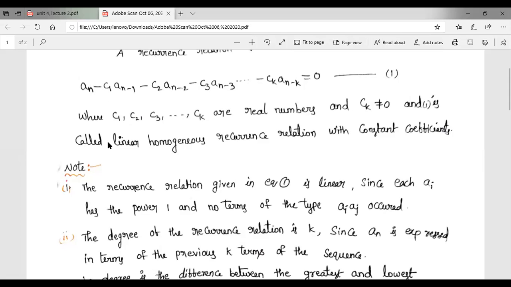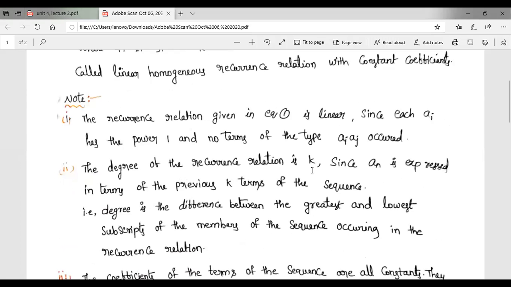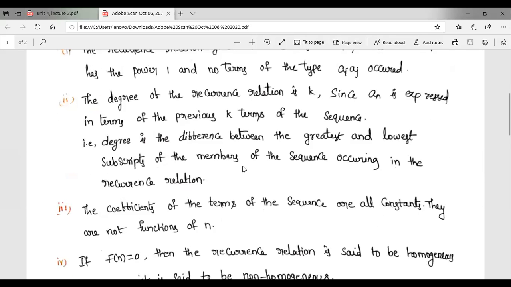So the degree of the recurrence relation is k since a_n is expressed in terms of the previous k terms of the sequence. We already discussed, degree is the difference between the greatest and the lowest subscripts of the members of the sequence occurring in the recurrence relation. How to calculate degree of the given recurrence relation? The difference between the greatest and lowest subscripts of the members. Members means n, n minus 1 and so on.